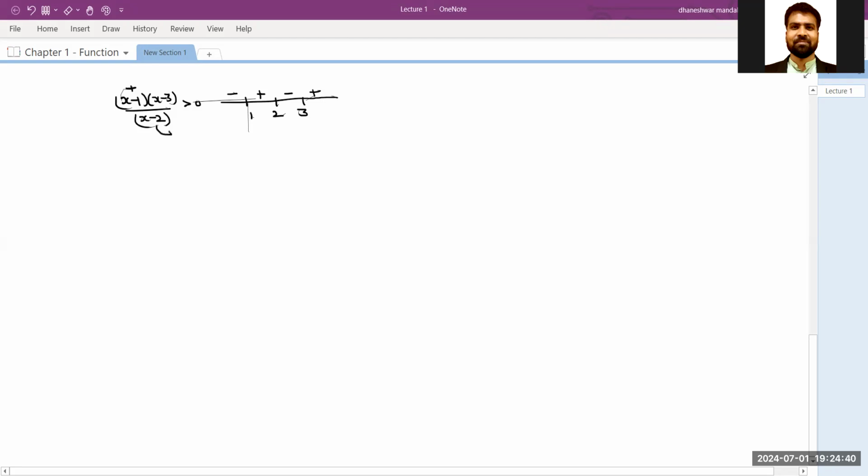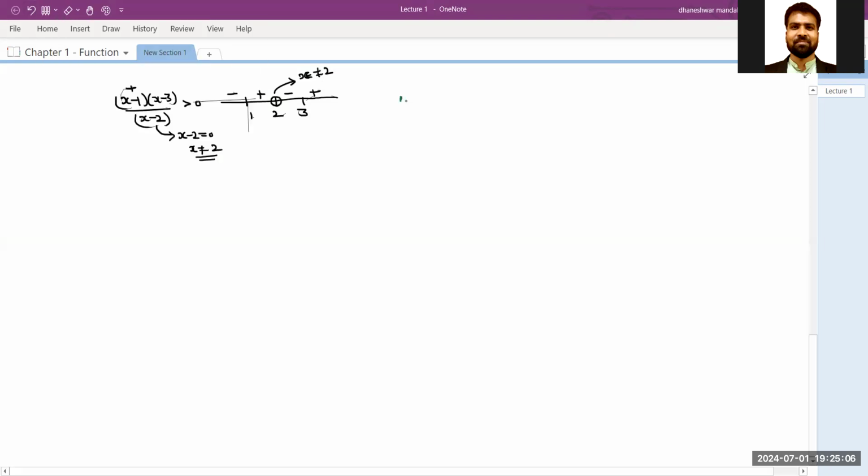But one thing is there: I cannot take this expression as 0. It means I cannot take x equal to 2. It means at point 2, I take an open circle. Open circle means I am not taking this point. X is not equal to 2. Okay.